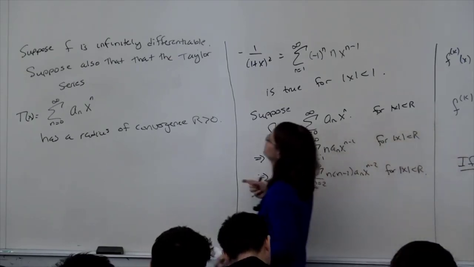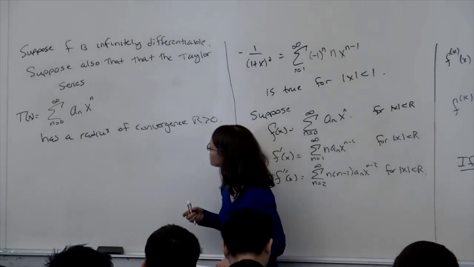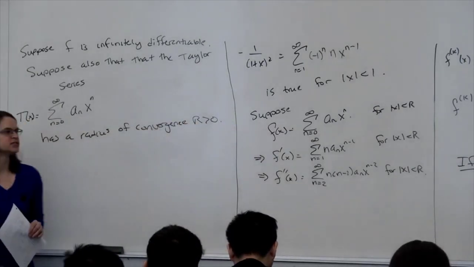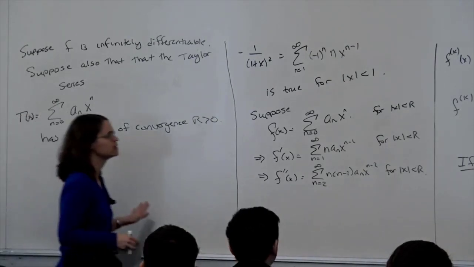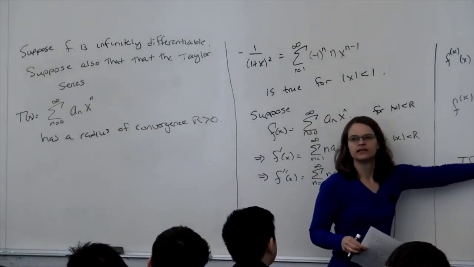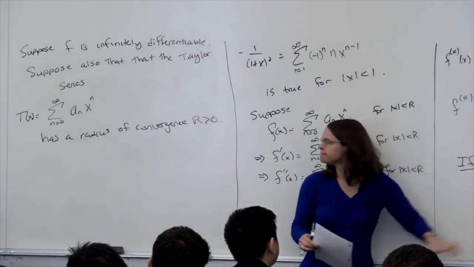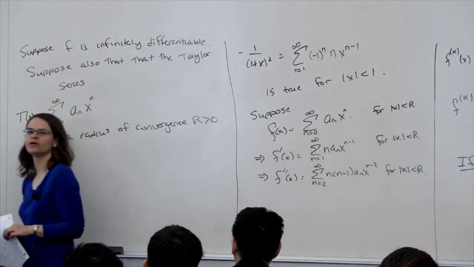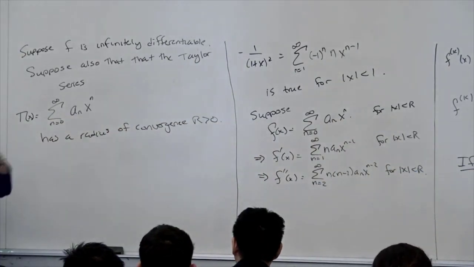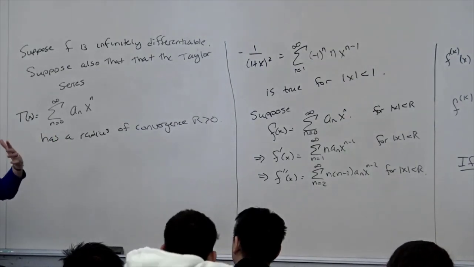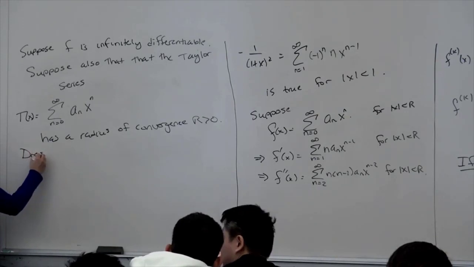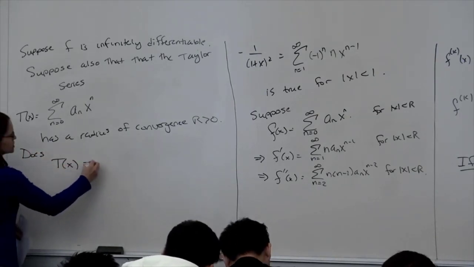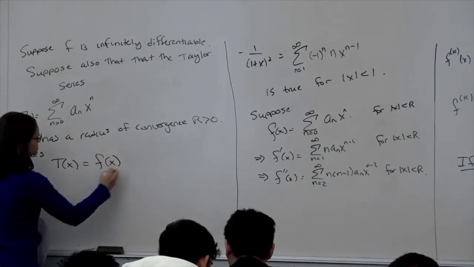Okay, so suppose I have a function that's infinitely differentiable. I go ahead and write down the Taylor series, using exactly these as my coefficients. And I look at the Taylor series and I see, great, it's convergent. It has some nice, positive radius of convergence. And my question is, does it converge to the thing that I want?